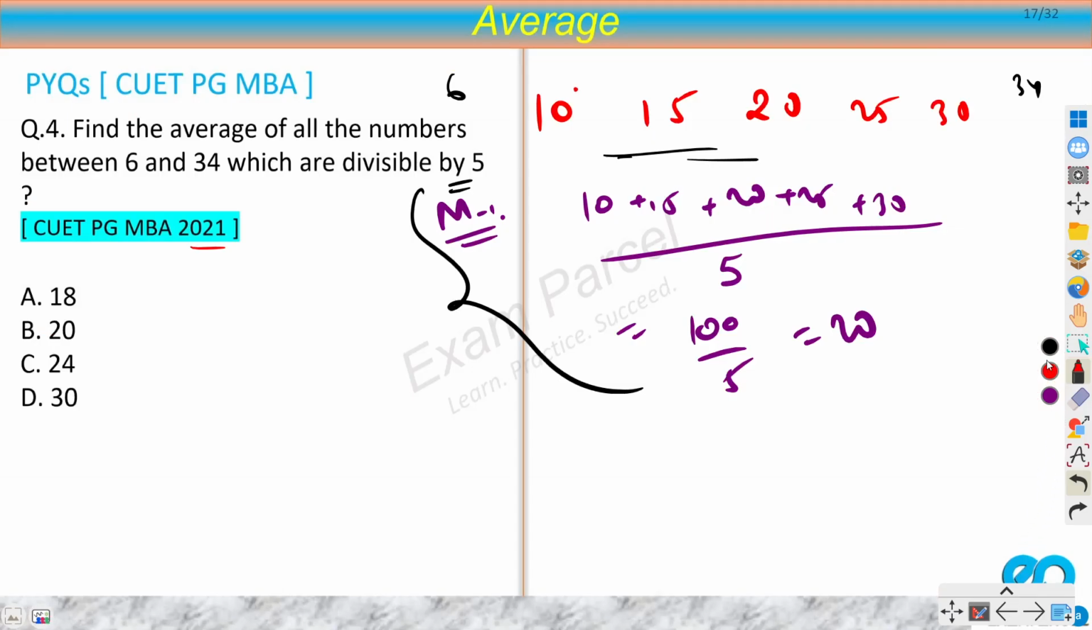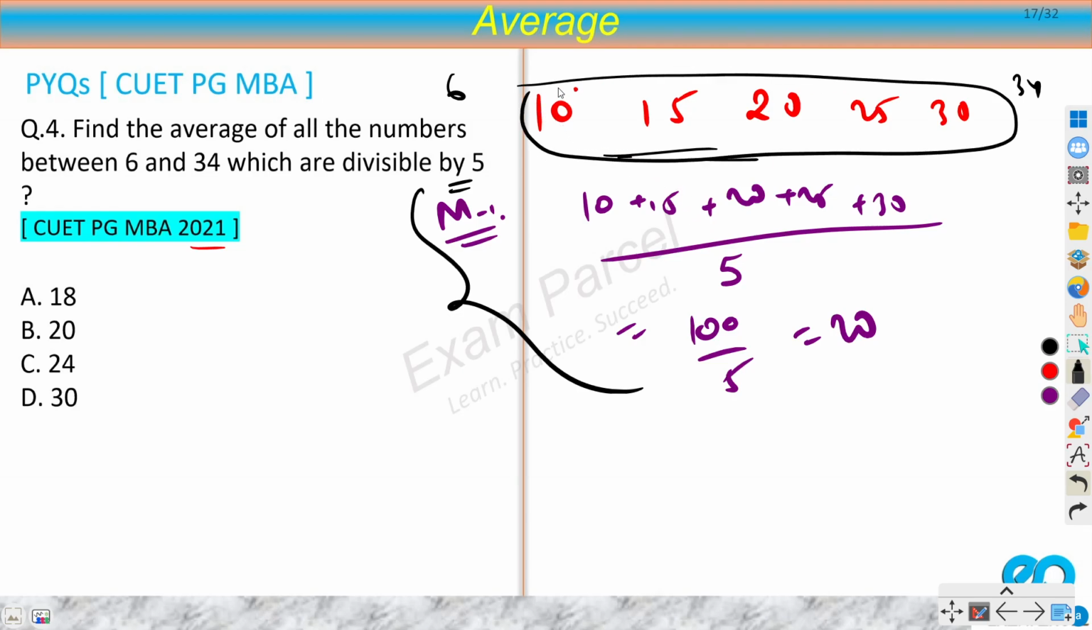So that's what I'm saying here. Once you know these 5 numbers and you know that these are in AP, with a common difference of 5, you know that these numbers are in AP. The second thing you have to notice is that the number of terms in this AP is odd. There are 5 terms, which is an odd number, right? So I can simply go directly to the middle term, the third term, and we can safely say that this is my average. Average is 20.